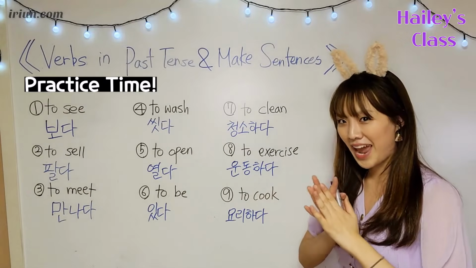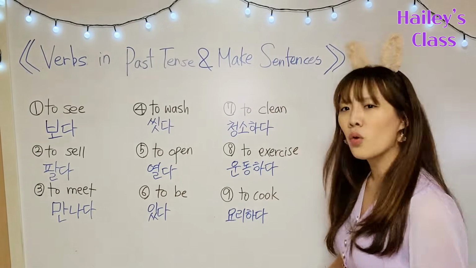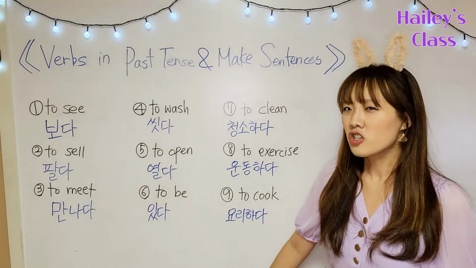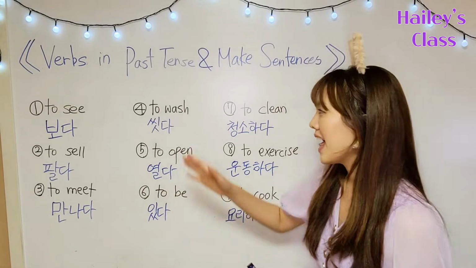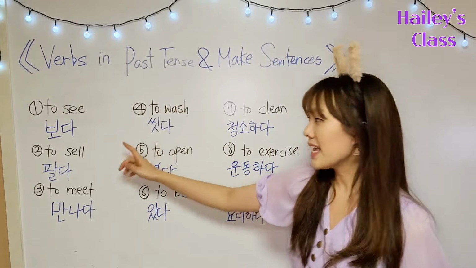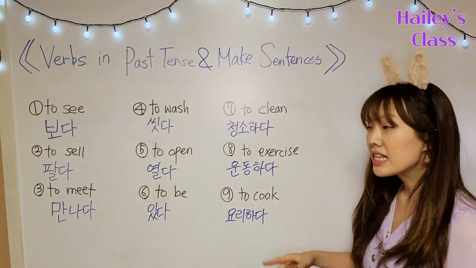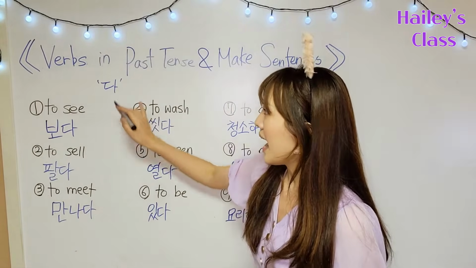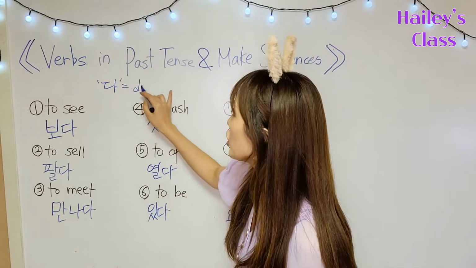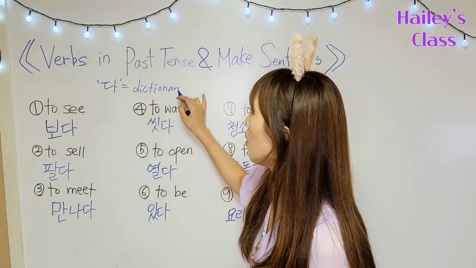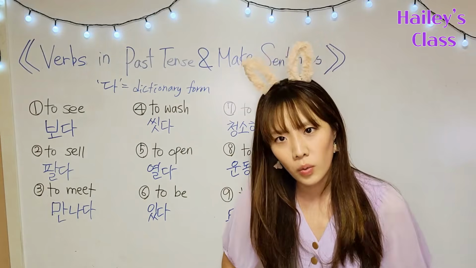Got it? Okay. So we've learned the 9 verbs, and then I'm gonna tell you one grammatical thing. In Korean, the verbs right now end with 다, right? It ends with 다. And it means it's the dictionary form. Oh, what do you mean, Hailey? What is dictionary form?